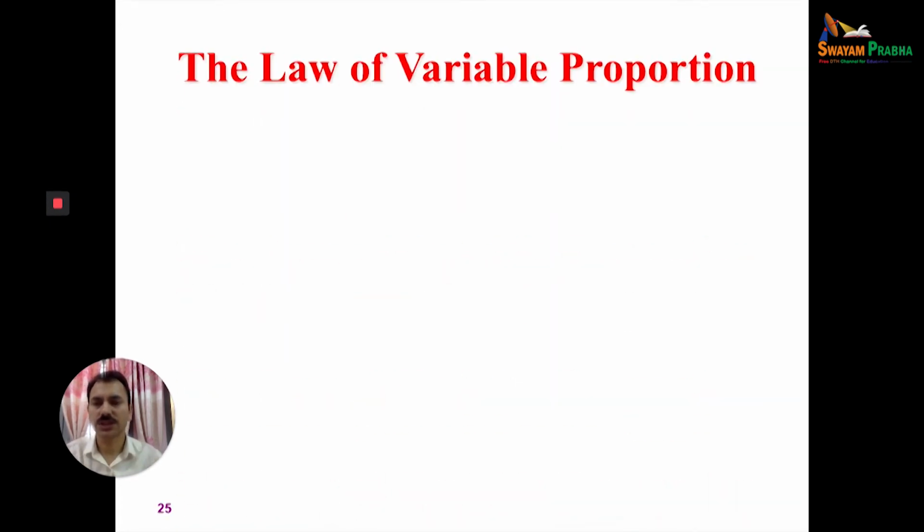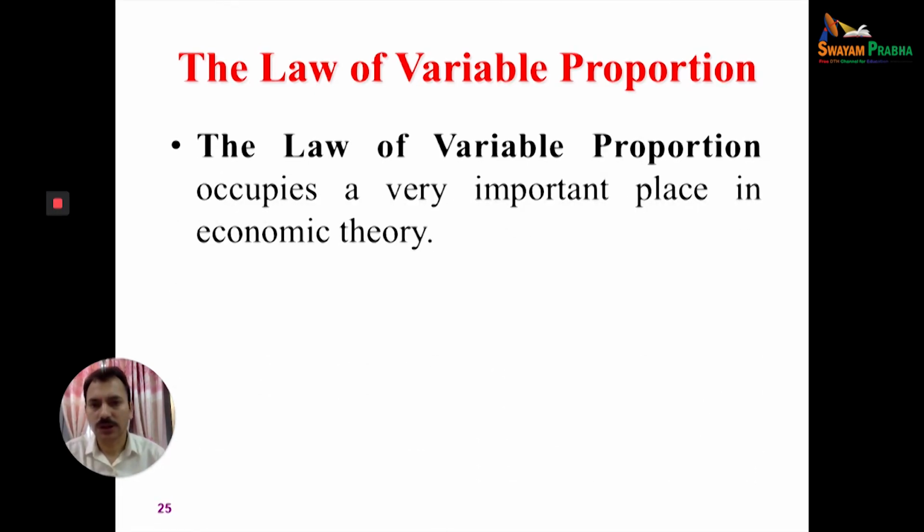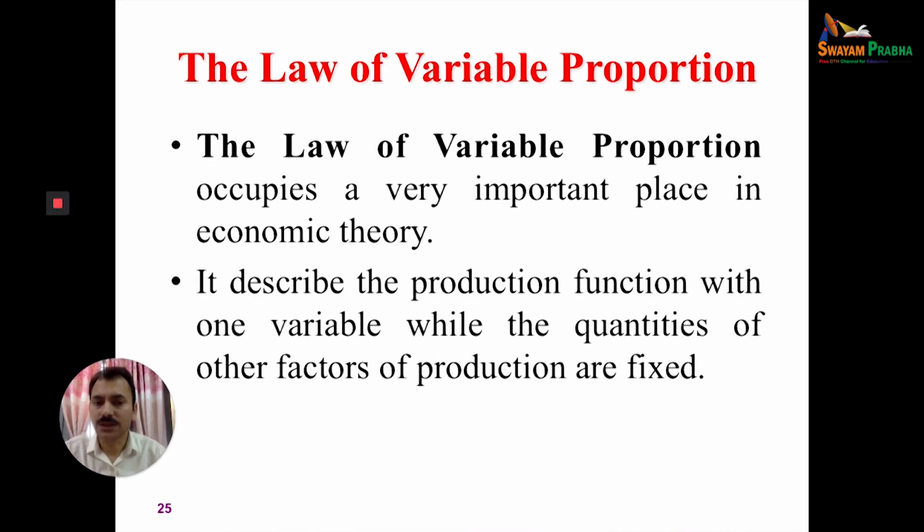Now let us discuss in detail the concept of the law of variable proportion. What is the law of variable proportion? It occupies a very important place in economic theory. It describes the production function with one variable factor while the quantities of other factors of production are fixed. Here we assume that labor is the only variable factor and other factors are constant. When we increase the variable factor, say labor, while the other factors of production remain constant, how will the output increase? We'll explain.